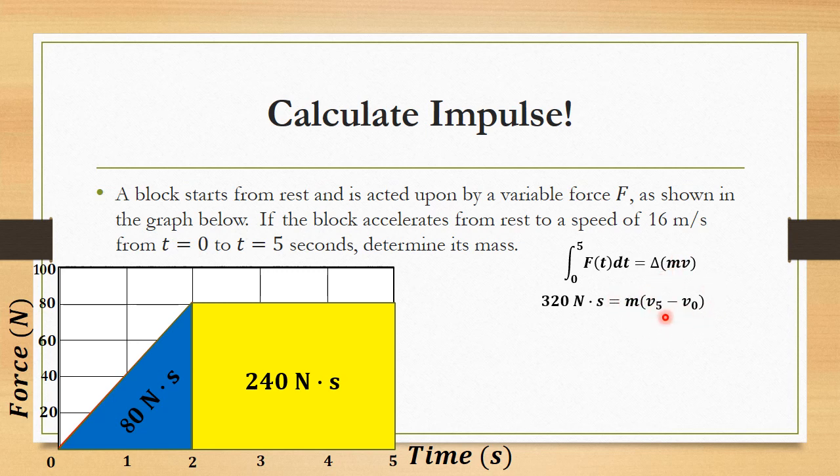And then in the parentheses here is the change in velocity, where again I've used the subscripts to denote what times we're talking about. So the velocity at 5 seconds, final, minus the velocity at 0 seconds, initial, is the change in velocity. And we also know the velocity at 5 seconds to be 16 meters per second. That's in the prompt. Plugging that in, I get a final answer of 20 kilograms.